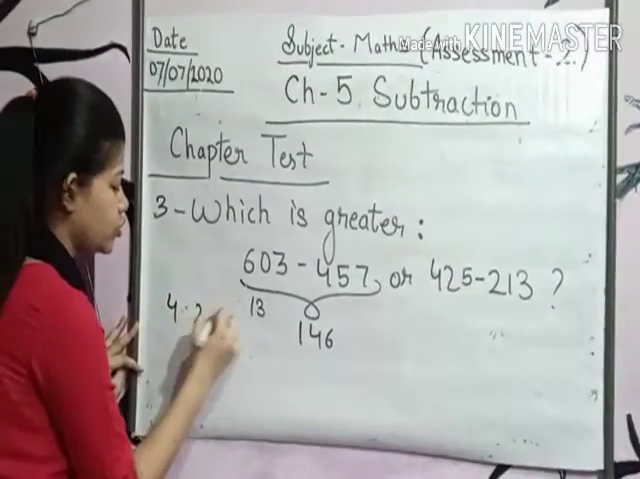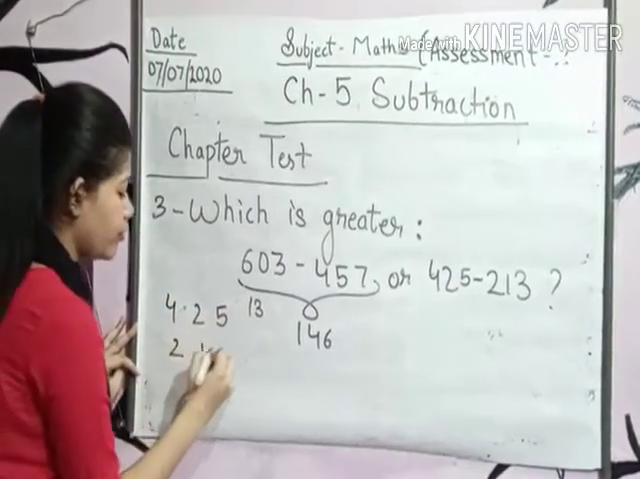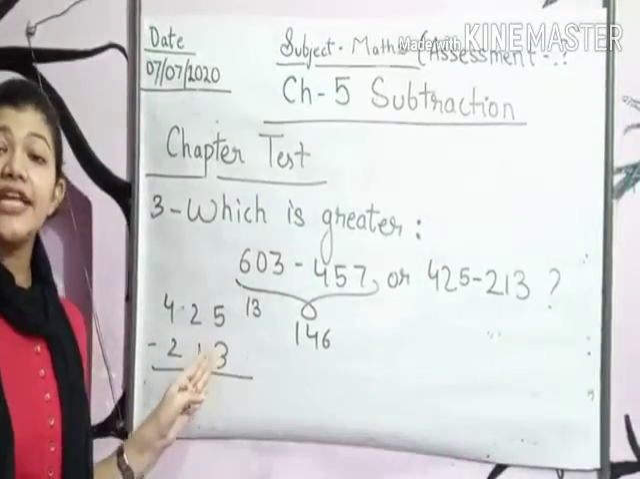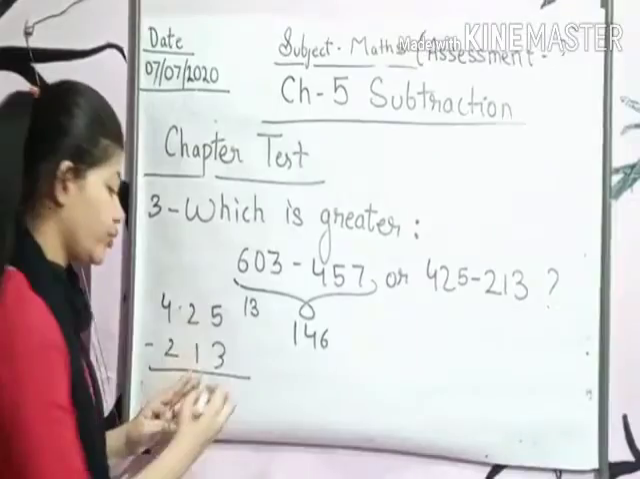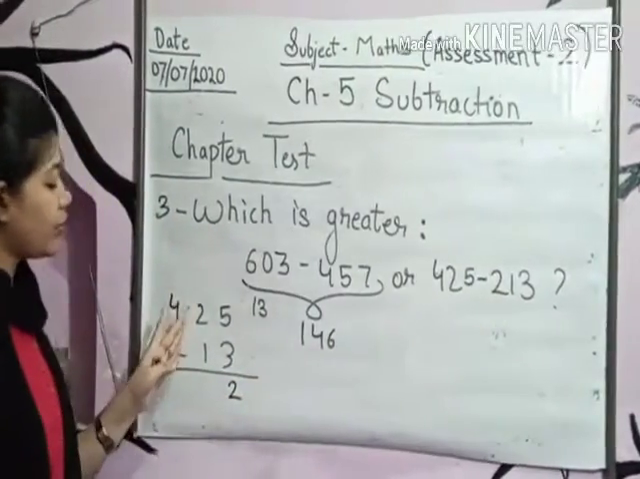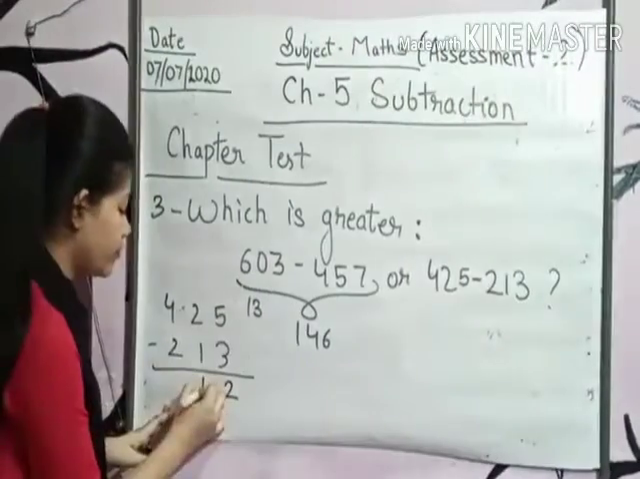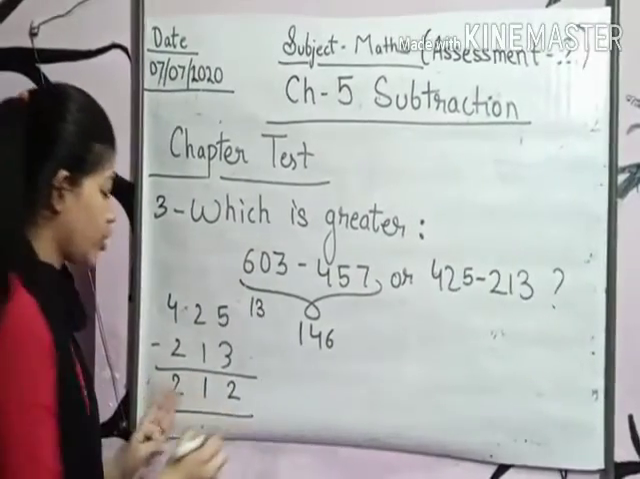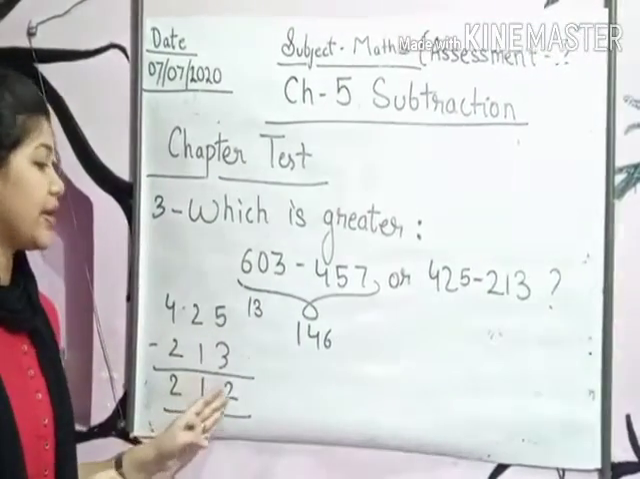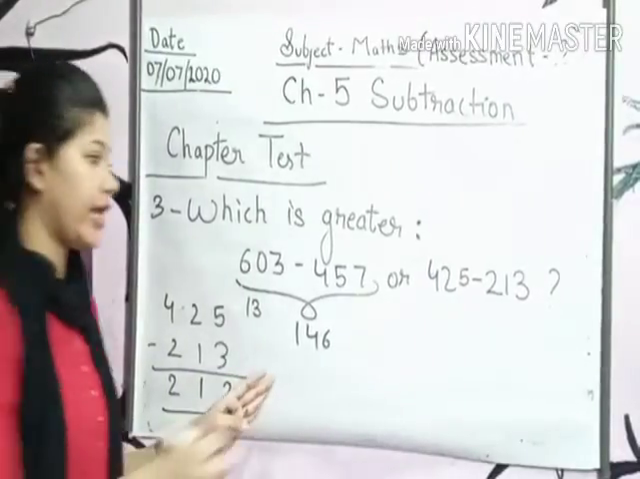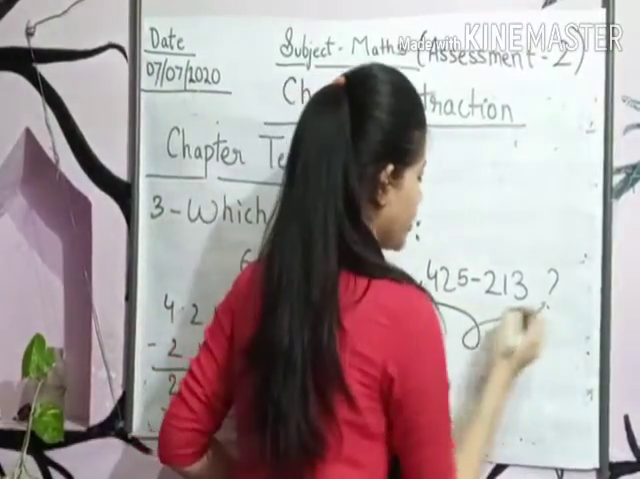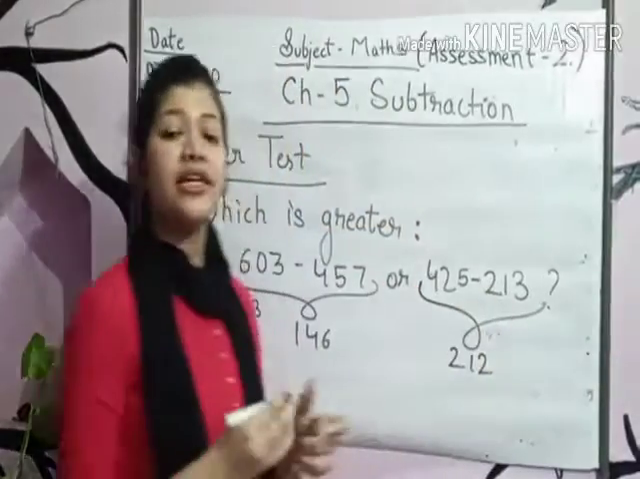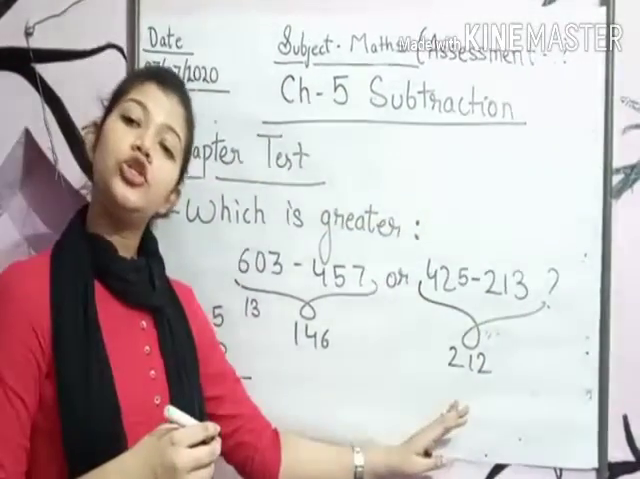4, 2, 5 minus 2, 1, 3. Let's subtract. 5 minus 3 is equal to 2. So we will write 2. 2 minus 1 is equal to 1. 4 minus 2 is equal to 2. So what we got as answer? 212. Okay. So the difference of 425 and 213 is 212.